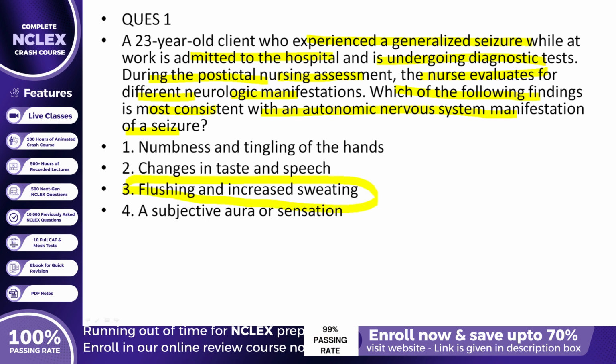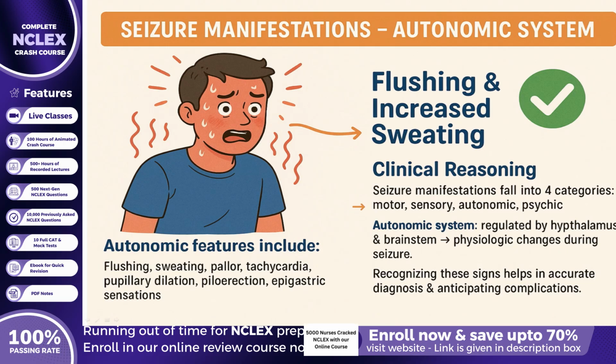To understand why, let us explore the clinical reasoning. Seizures can produce a wide range of clinical manifestations that are classified into 4 categories: motor, sensory, autonomic, and psychic. The autonomic nervous system is regulated by deep brain structures, such as the hypothalamus and brainstem. When these areas are activated during seizure activity, physiologic changes resembling sympathetic or parasympathetic stimulation occur.